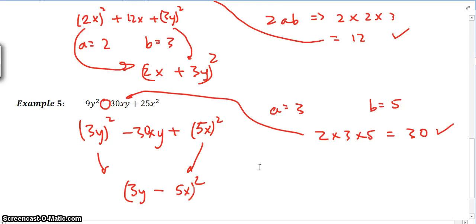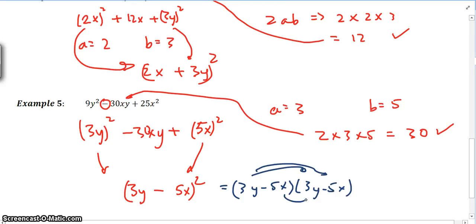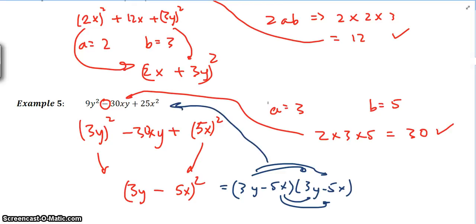As an exercise, if you're unsure of your answer, always double check what this would be in expanded form. For example, (3y minus 5x) times (3y minus 5x). If you use FOIL with this, you should always get the original question in return. So let's move on to the next video on factorizing in general cases.